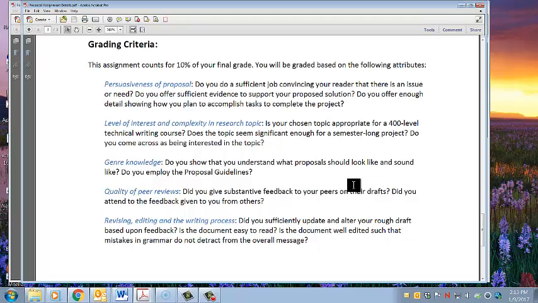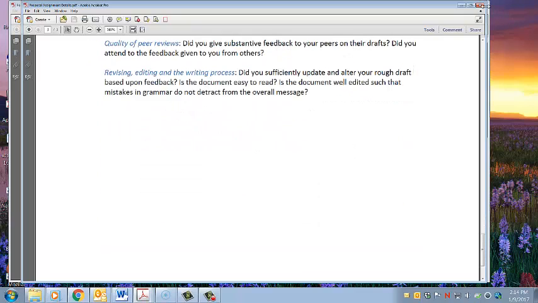Genre knowledge is basically, does it look like a proposal? Does it follow the guidelines? Quality of your peer reviews, it's a separate graded item, but I'm looking for you to actually be the kind of peer reviewer that you hope other people are for you. And then revising, editing, and the writing process. Are you submitting drafts along the way, and how good of a job do you do at rewriting certain sections? Okay, and that is it on the assignment.